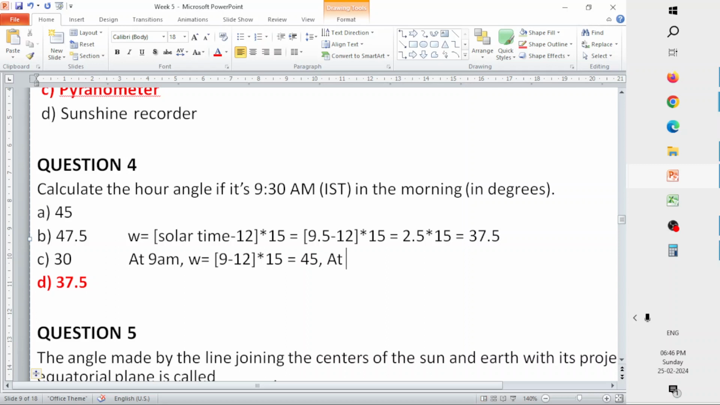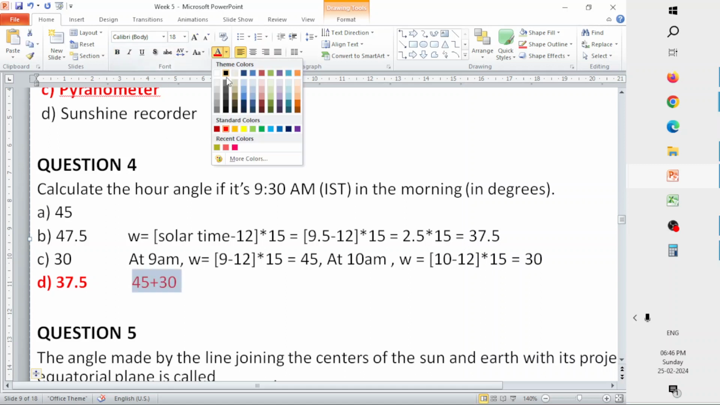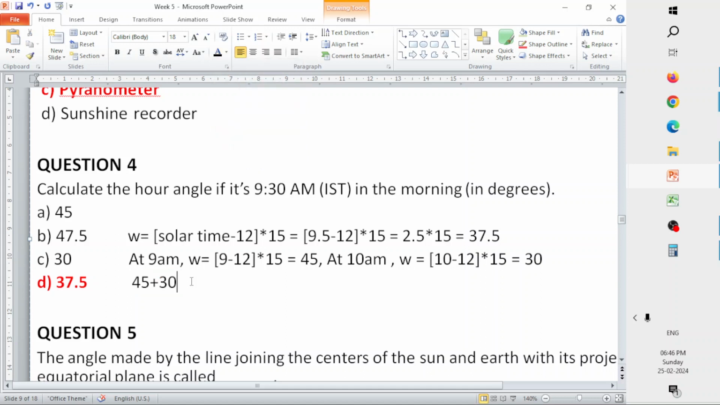And at 10 am, the hour angle omega is equal to (10 minus 12) into 15, which is 30. Again here also it's positive. So if you add these two and divide by 2, 45 plus 30, add both the angles and take the average, 45 plus 30 divided by 2 is 75 divided by 2, that is 37.5.